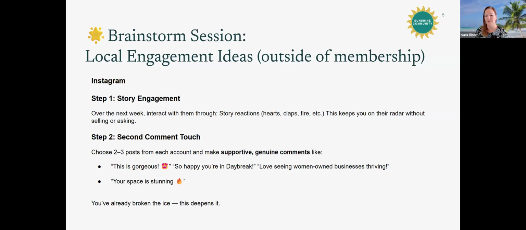It's not about sales. It's about understanding what we're bringing to the community and who we are and what we do. And then people are naturally attracted to us because they want what we have to offer. So the first thing is story engagement, going into the people that are ideal, like dream referral partners, and then interaction, doing little hearts, claps, little fires. This keeps you on the radar initially.